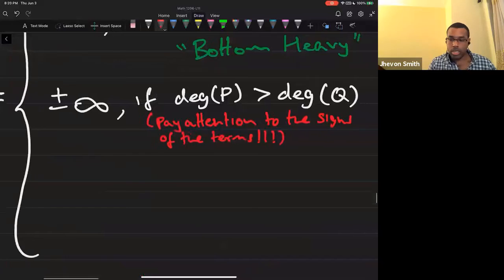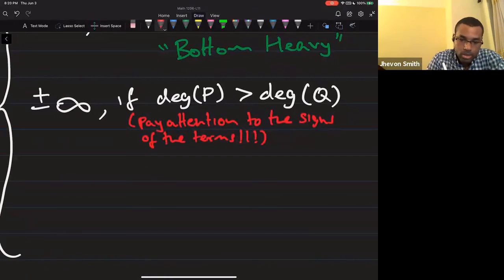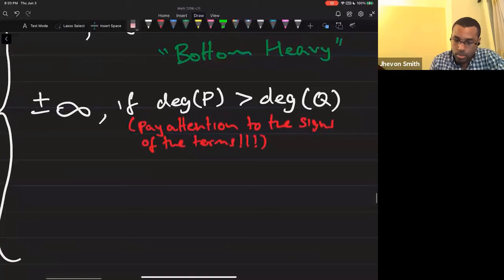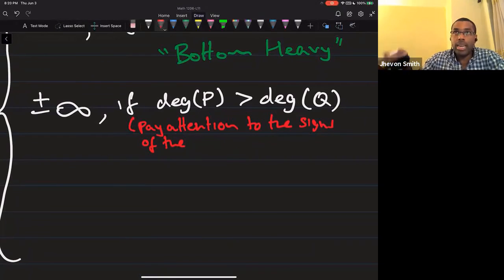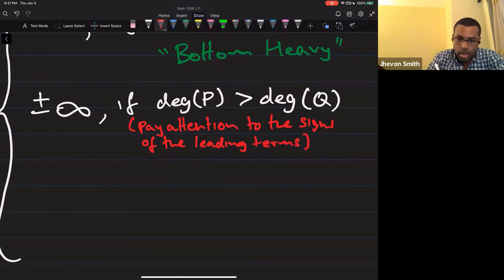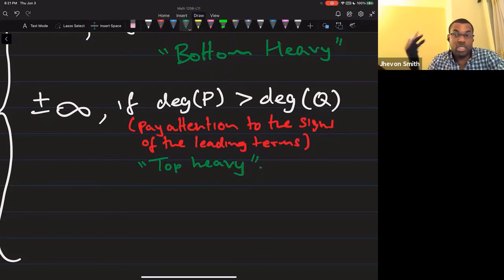So watch the signs of the, they're called leading terms. Leading in the sense that they are attached to the x with the highest power, not necessarily in the sense that they're the first guy to appear. Leading doesn't talk about how they appear in line from left to right. Pay attention to the signs of the leading terms. And here you would say it's top heavy. Right, and that's showing your work.